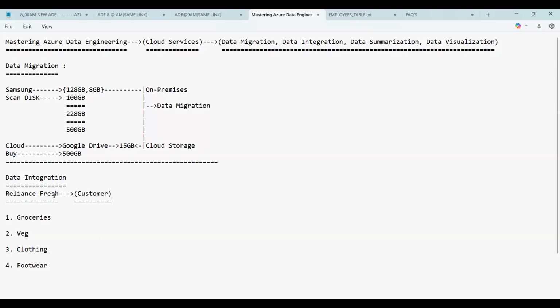So here also, what Reliance is doing is getting integrated, or we can say collaborated, guys. Collaborated with what? Groceries from manufacturers or importers, etc. Vegetables from the farmers, they are associated. And clothing means what? From the manufacturers. And again footwear from the manufacturers. That means they are associated with all these categories, and they get the things under one roof.